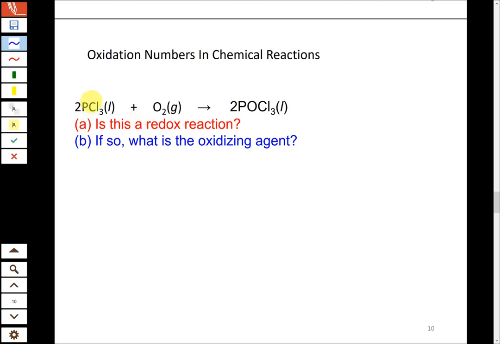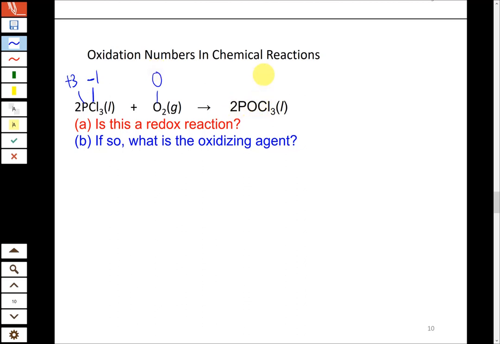So for PCl3, chlorine is going to be -1 when it's not the central atom. So if we have 3 -1s from chlorine, that means that phosphorus has to be +3. We don't need to worry about coefficients when we're assigning oxidation numbers, just the formula of the compound. So PCl3 has 3 -1s for chlorine and a +3 for phosphorus. O2 is a neutral element, not bonded to anything else, no charge, so the oxidation number will be 0 anytime it's in its elemental form.